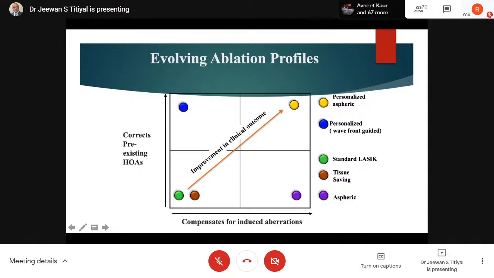That means one which can take care of induced aberration during the laser procedure or flap making, or a patient who already has a pre-existing higher order aberration. That is called personalized aspheric, which can be wavefront guided also, or which can be a Contoura type of system, which looks into the anterior aberration and the refractive error correction for these patients.